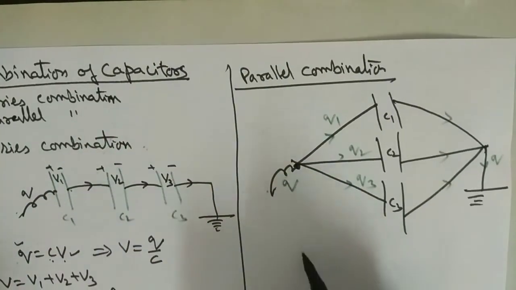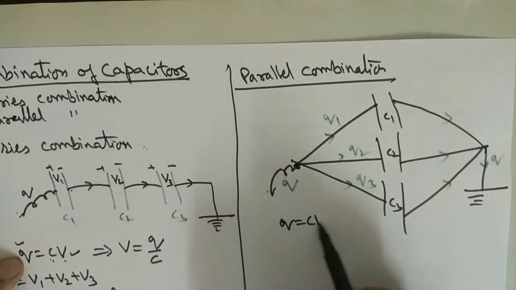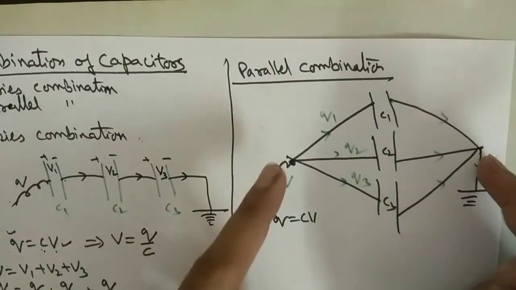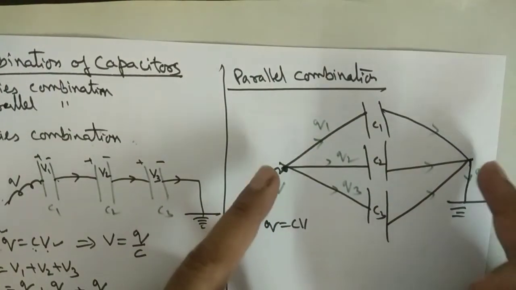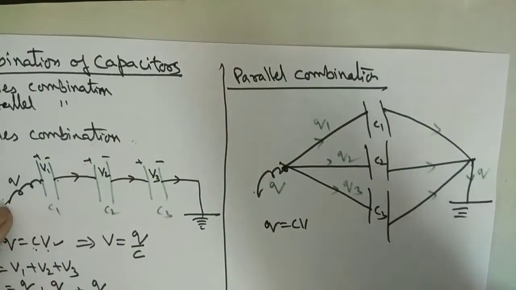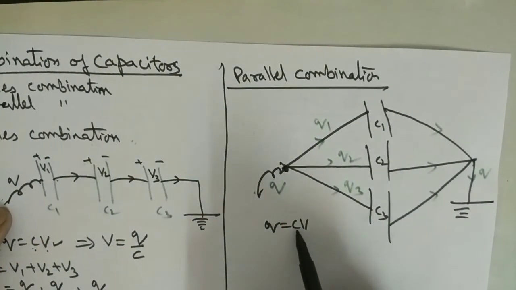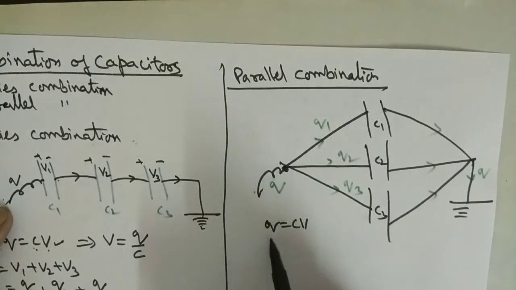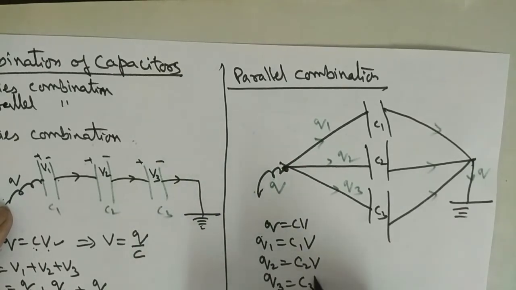Now how can we find the resultant? From the formula, as you know, Q is equal to CV. What is the constant here? Because all the capacitors are at the same potential, V is constant here. So what is variable here? C and Q. Because C is variable, that's why Q is also variable. It means Q1 is equal to C1V, Q2 is equal to C2V, and similarly Q3 is equal to C3V.